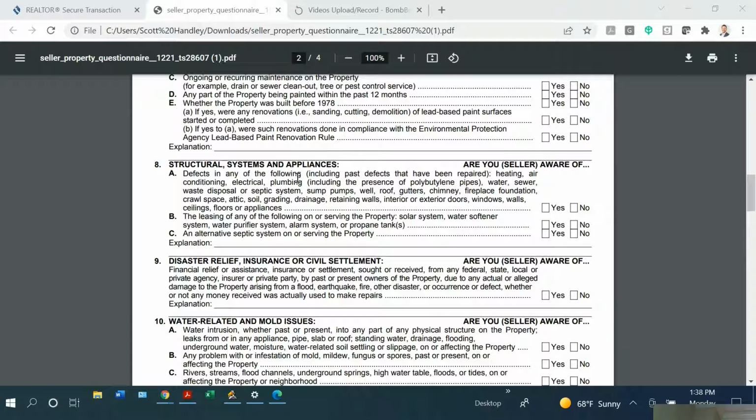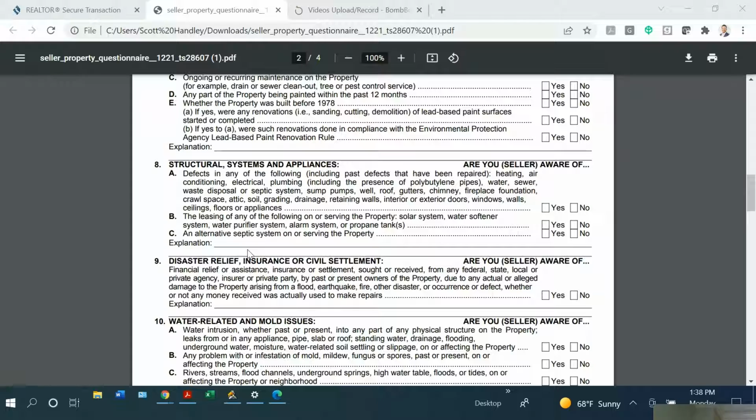Defects in any of the following, including past defects that have been repaired: heating, air conditioning, electrical, plumbing, including the presence of polyethylene pipes, water, sewage, waste disposal or septic system, sump pumps, well, roof, gutters, chimney, fireplace, foundations, crawl space, attic, soil, grading, drainage, retaining walls, interior or exterior, windows, walls, ceilings, floors, or appliances. Do you know of any defects? If you do, you'll want to make sure you check yes and just mark it down here.